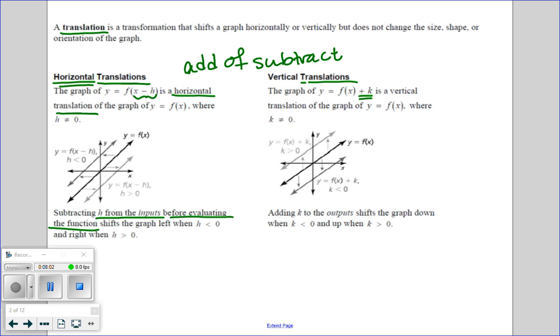So that's happening to our output, which is which axis? The y-axis is our outputs, right? Our answers, yeah? So that's vertical, right? So anytime it happens outside of the f of x, we're looking at a vertical transformation. And since this is addition or subtraction, it's a vertical translation. So adding or subtracting a k to the output on the outside shifts things or translates them up or down, depending if it's addition or subtraction. Okay?